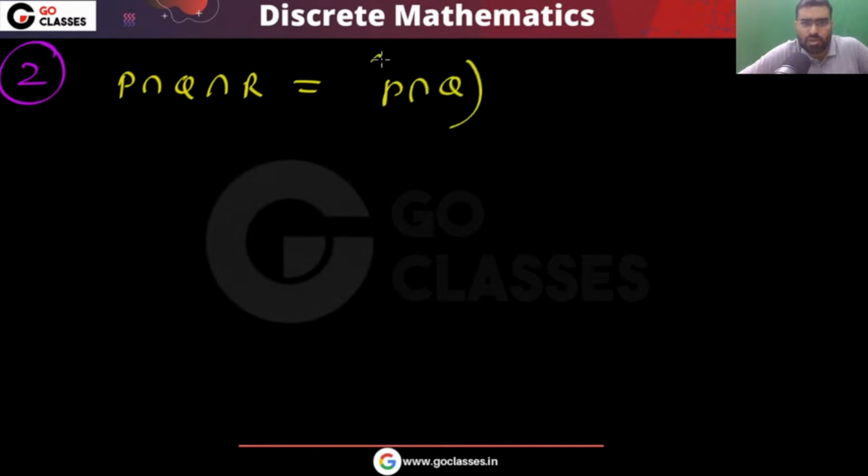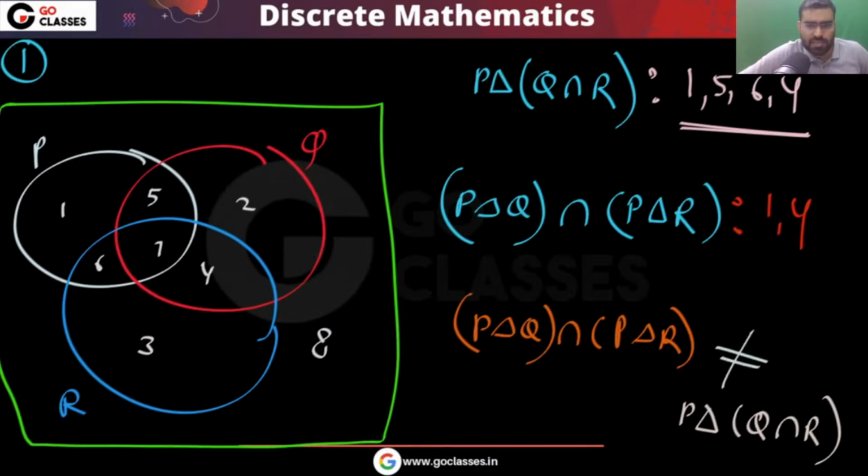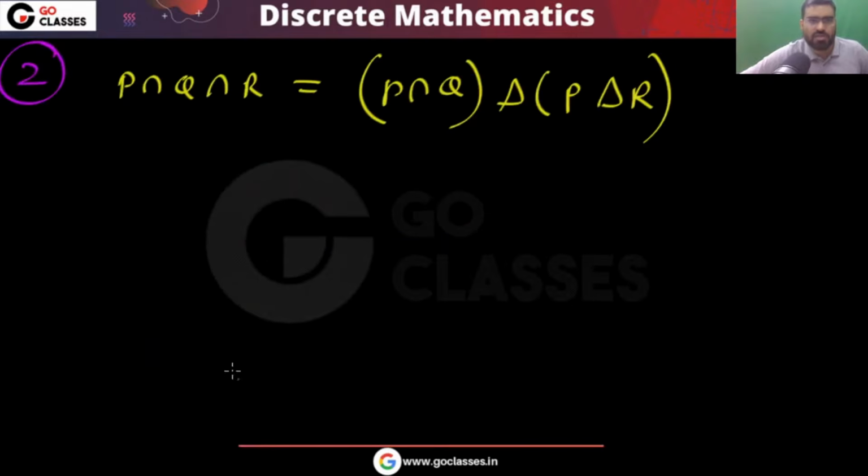So the second option. In the second option, you have P intersection Q intersection R. That is the same as P intersection Q, symmetric difference, P symmetric difference R. So this is the question. This is your question number 2. Can you try this? This is the second part of this question.